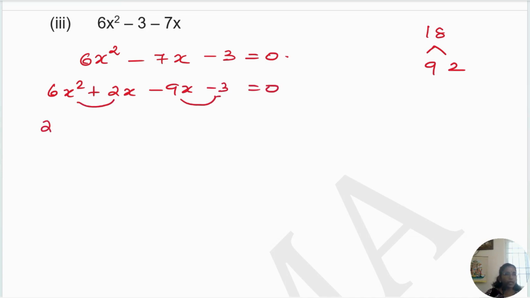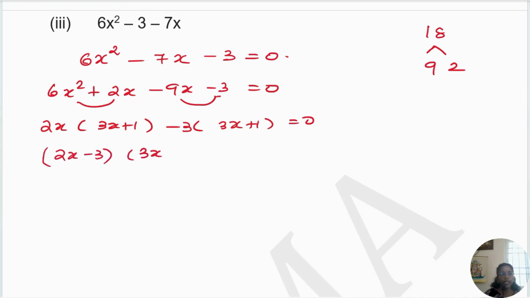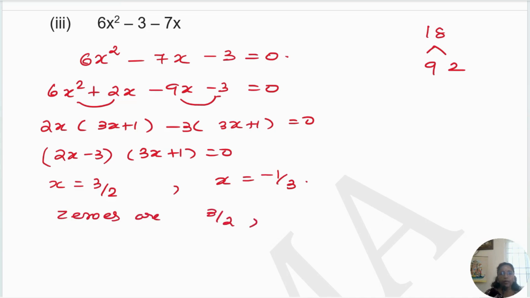So here you have to take 2x outside. So 3x plus 1. Here minus 3 outside. So 3x plus 1 is equal to 0. So 2x minus 3 into 3x plus 1 is equal to 0. So x is equal to 3 by 2 and here x is equal to minus 1 by 3. So our zeros are 3 by 2 and minus 1 by 3. So let us take alpha as 3 by 2 and beta as minus 1 by 3.